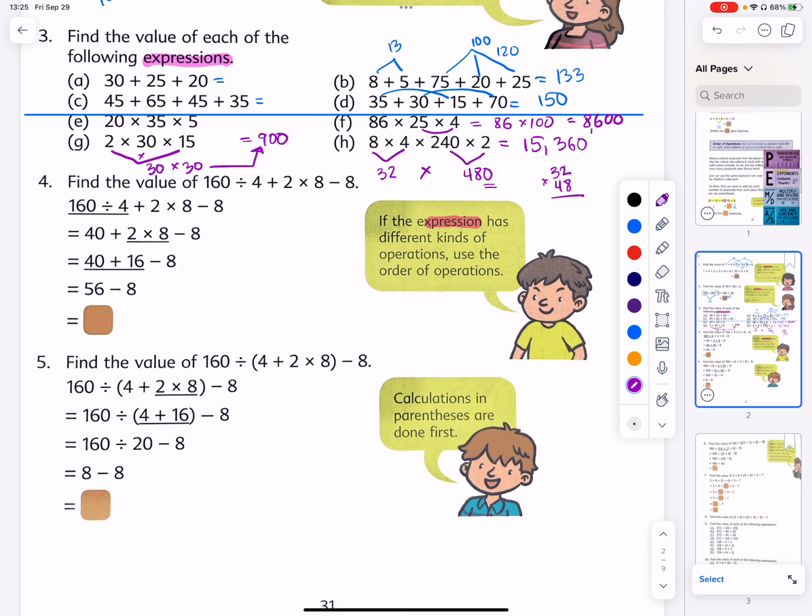Now, I want to pay attention to numbers 4 and 5 because in these examples, we have multiple operations. And this is important when we take our time and do not rush. And please do not do too much math in your head, as we're trying to improve our accuracy, not only the speed. Example number 4, 160 divided by 4 plus 2 times 8 minus 8. We have 4 different operations.